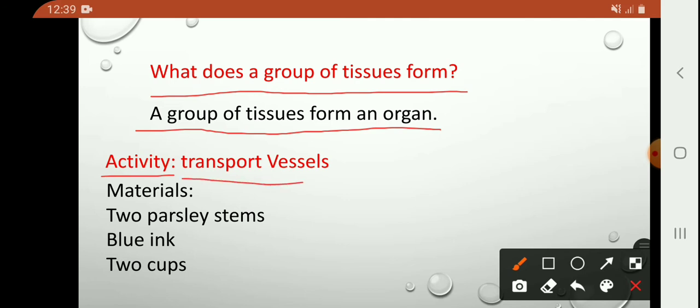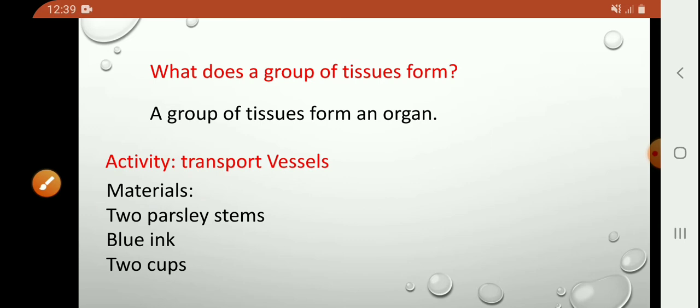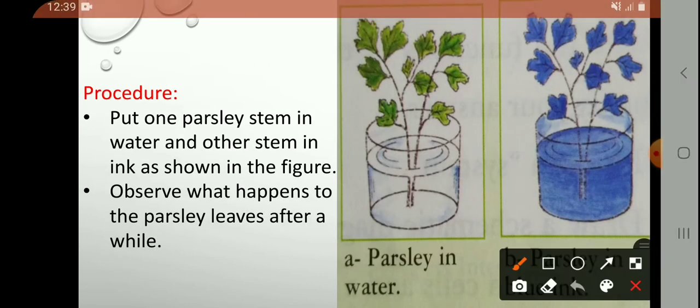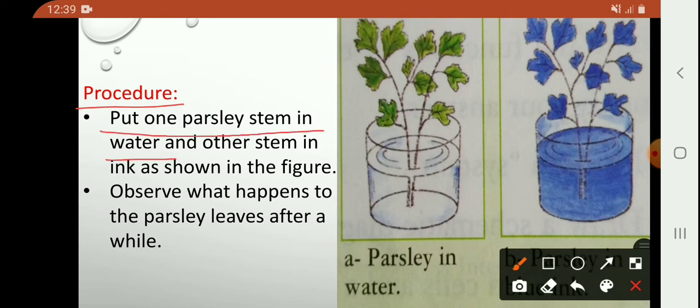Activity: transport vessels. Materials, المواد اللي بنحتاجها: 2 parsley stems, يعني 2 stems of parsley البقدونس; blue ink, حبر أزرق; 2 cups, فنجانين أو كاسين. Procedure: put 1 parsley stem in water. This is a parsley stem in water. And the other stem in ink, the other stem in blue ink, as shown in the figure مثل ما شايفين بالصورة.